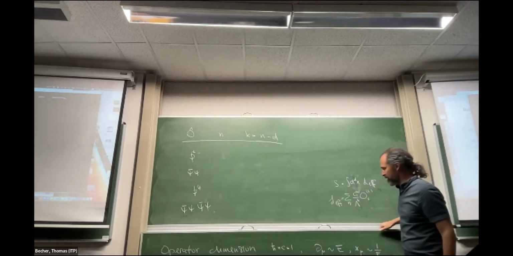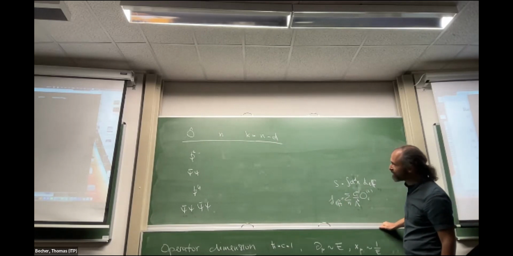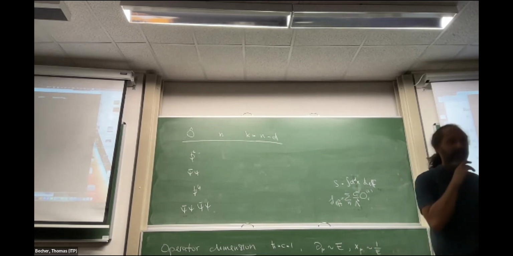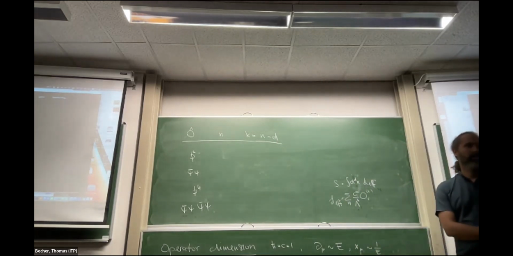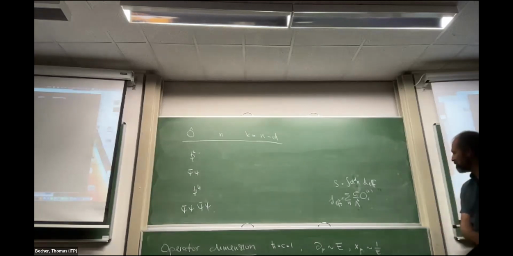Good. And now you have to remember our results. So the phi has dimension (d minus 2) over 2, yeah. I just want to check, are we just saying that lambda has dimension energy? Yes, yeah, lambda has dimension energy.